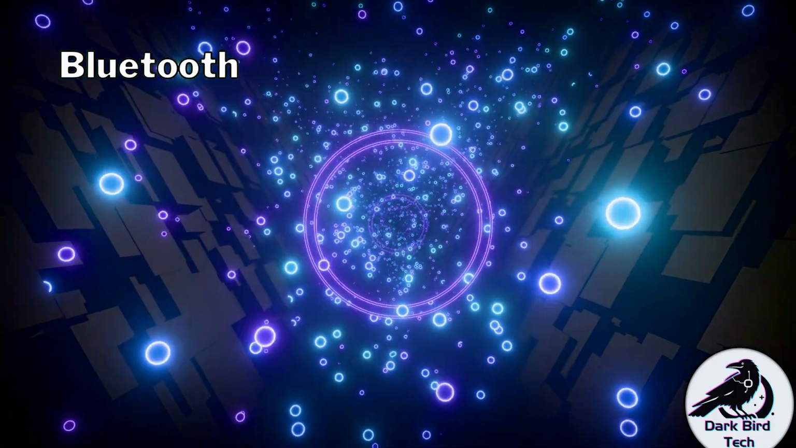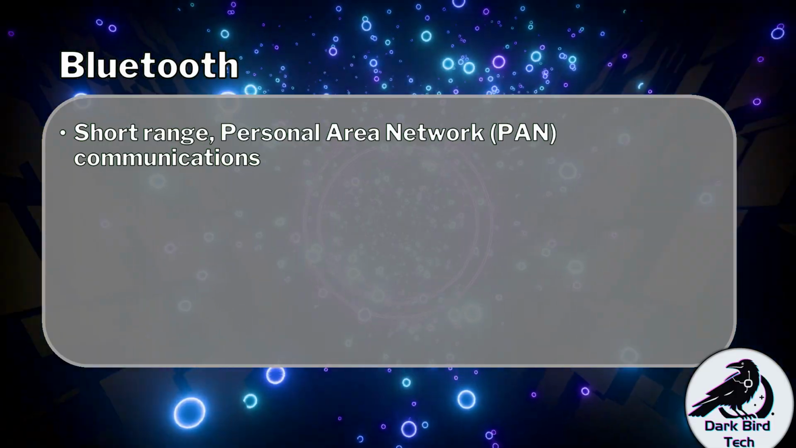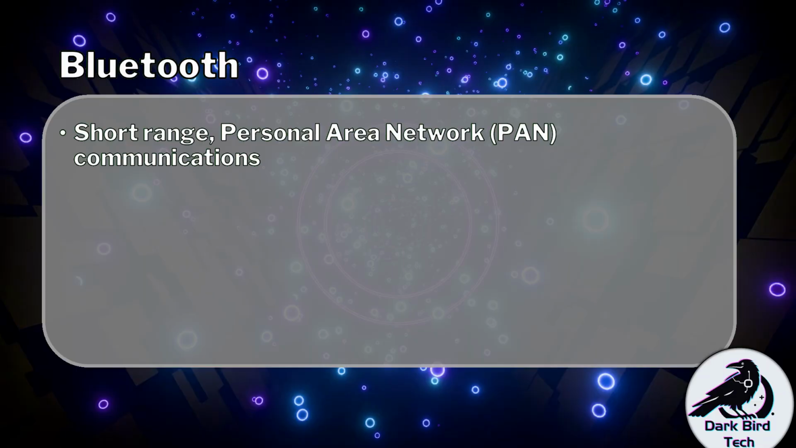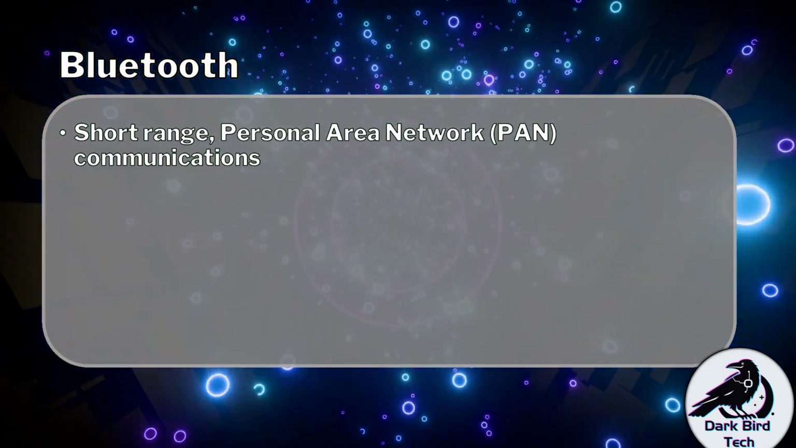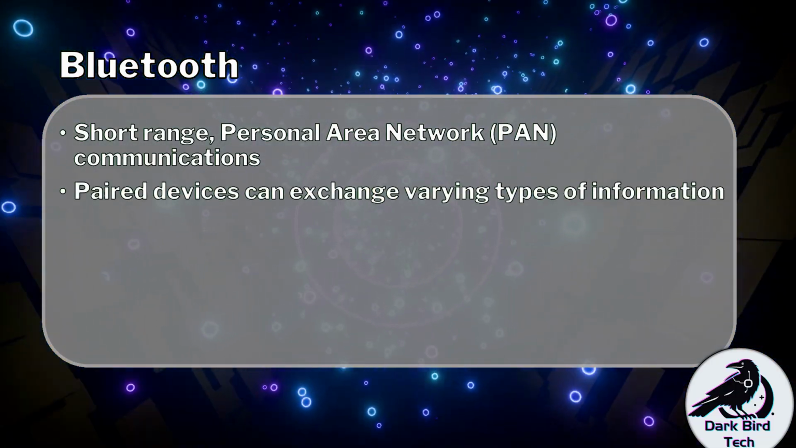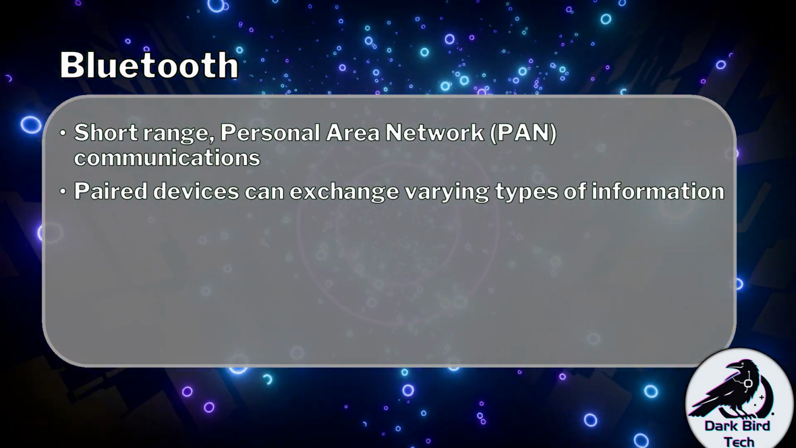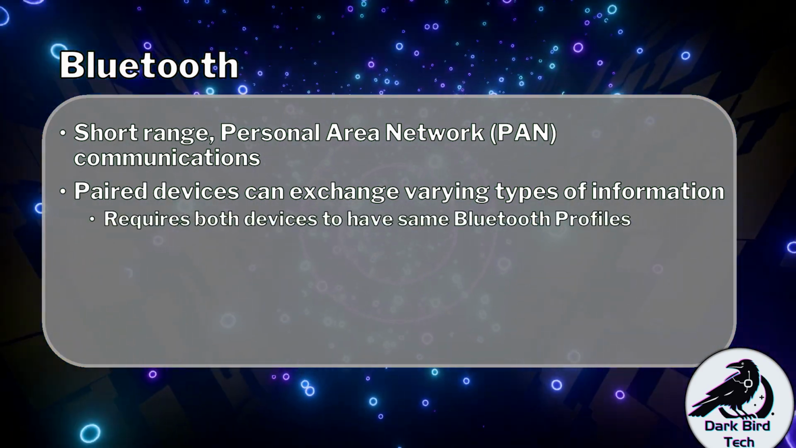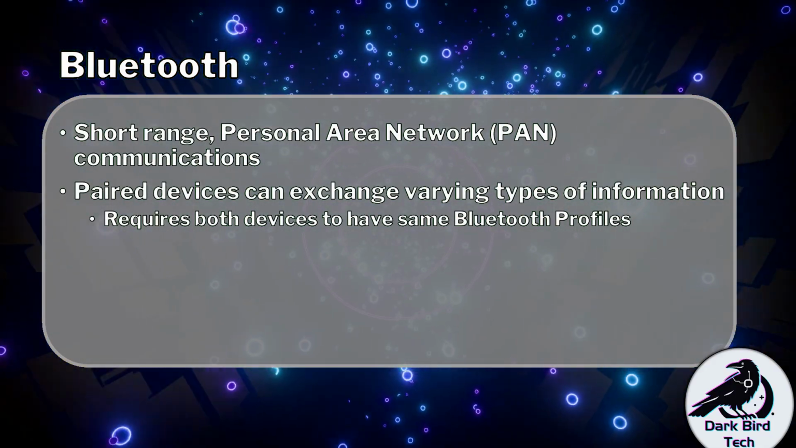But speaking of Bluetooth, we've been mentioning it quite a bit and we haven't really given it enough attention. So Bluetooth is a short-range personal area network communications technology. It was originally developed to be a universal connection technology that allows a variety of different types of devices to connect together wirelessly without the need of some specialized infrastructure or protocols. So the way it works is usually you get two Bluetooth devices to pair with one another, and that will allow them to exchange varying types of data once that pairing has been done and the appropriate approval has been given. But it does require that both devices have the same Bluetooth profile.